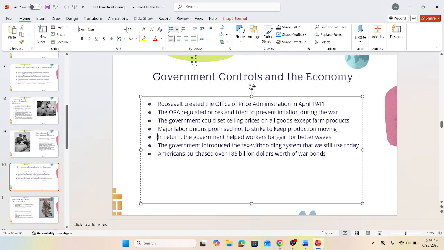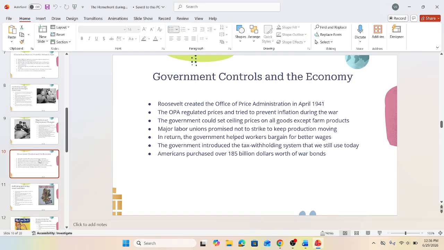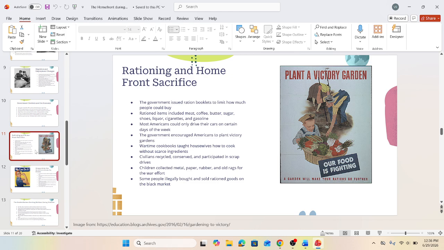In return for not striking, the government helped workers bargain for better wages and introduced the tax withholding system that we still use today. Americans also were allowed to purchase war bonds as an investment and, again, as a way to support their country. And Americans purchased over $185 billion worth of war bonds. So, sort of this way of giving the government money and the government promising to pay it back with interest later on. It was an investment for Americans and also a way for the government to raise the revenue that it needed to fund the war effort.